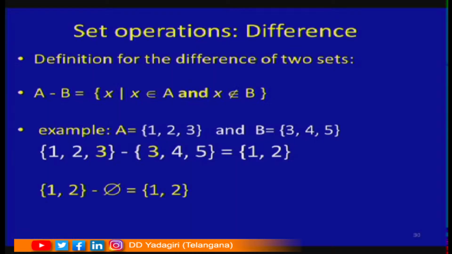Now, one example: A is the set {1, 2, 3} and B is the set {3, 4, 5}. A minus B, the set {1, 2, 3} minus the set {3, 4, 5}, is equal to the set {1, 2}. So what happened here? Only 3 is deleted, because it is a common element. So 3 was deleted. What are the remaining elements from A? 1 and 2.